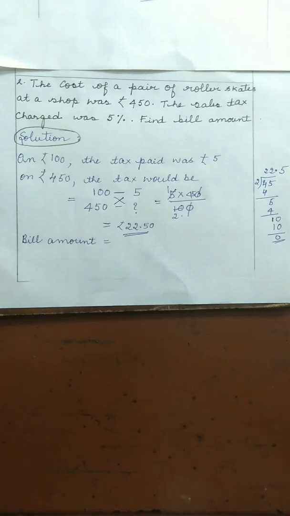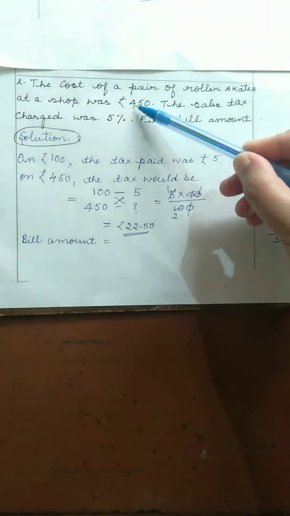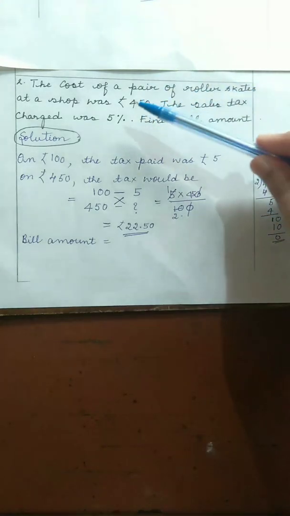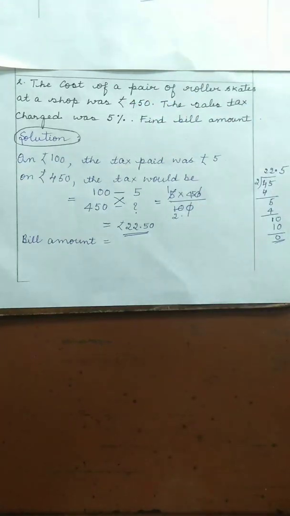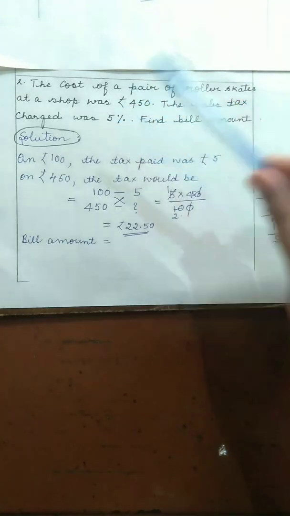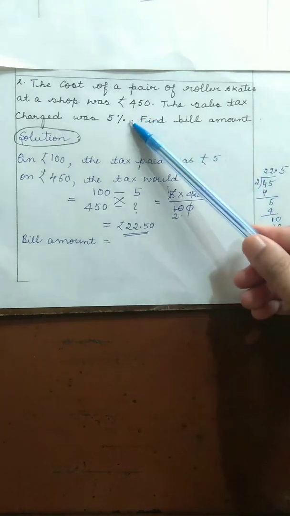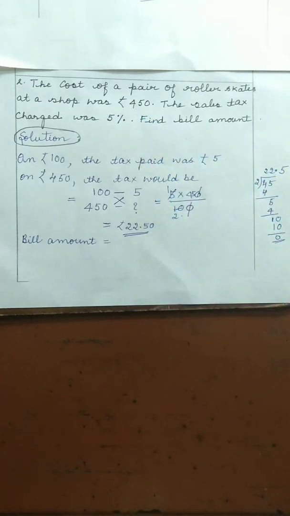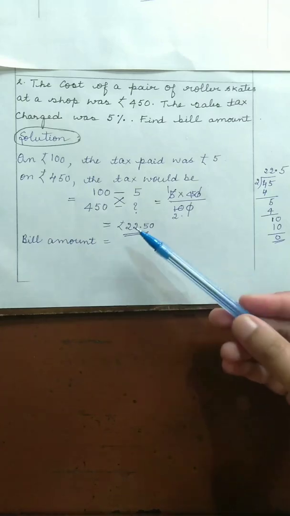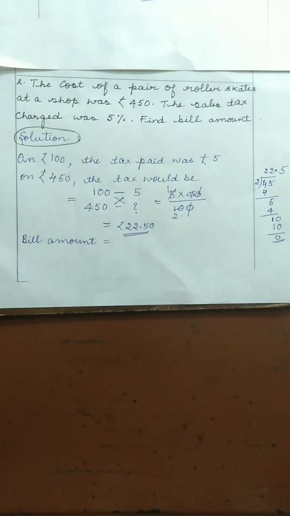Therefore, the shopkeeper has fixed the price at rupees 450. The sales tax was charged at 5%. Therefore, the customer has to pay for the roller skates rupees 22 rupees 50 paise. Therefore, children, the sales tax which was given in percent has been converted into rupees. Sales tax is equal to rupees 22.50 or 22 rupees 50 paise.